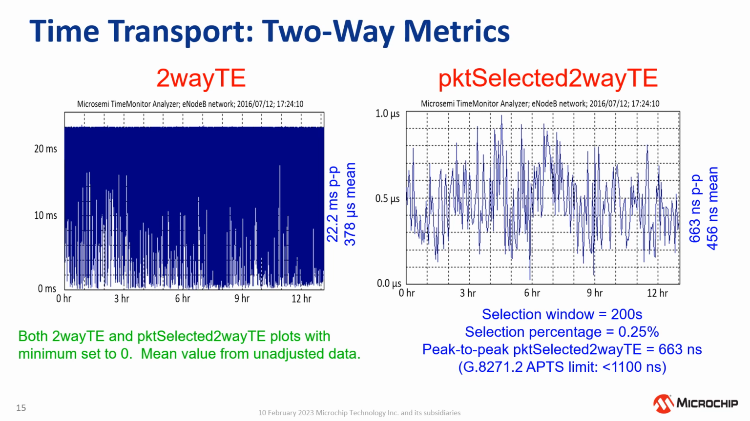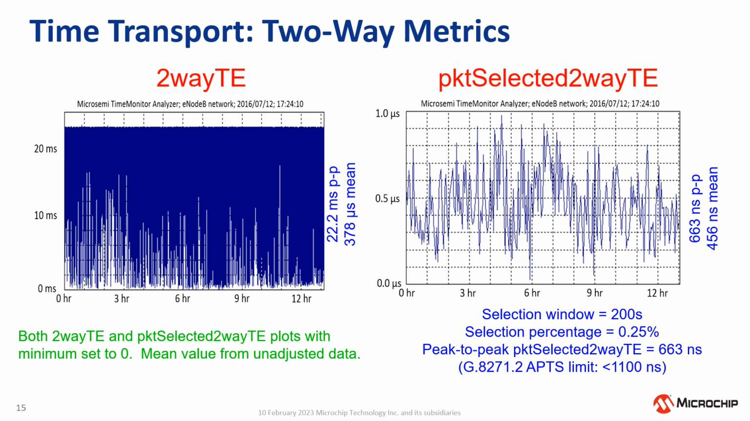A couple of real examples where data has been gathered in the field. A two-way time error, the raw data is shown on the left. In that case, there is a 22.2 millisecond peak to peak, quite a large value when precision time is the goal. And the mean in this case is 378 microseconds.